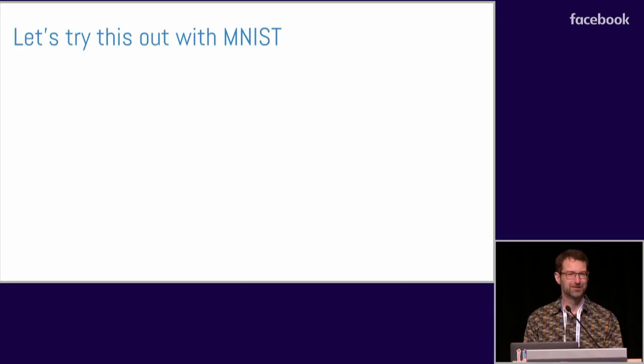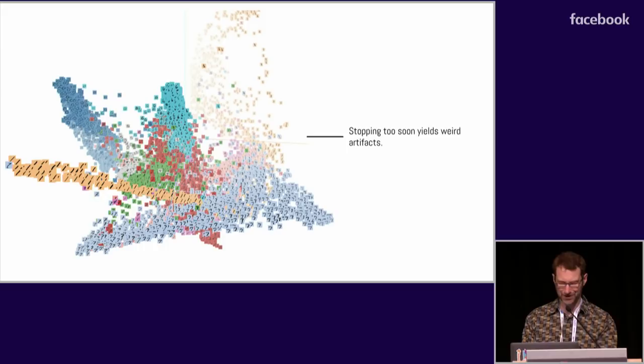So then let's think back on that MNIST example. I took a couple of screenshots while I was using this tool, and we can see these phenomena at play. One thing is that if I stop too soon, I get a whole bunch of artifacts that look like this.